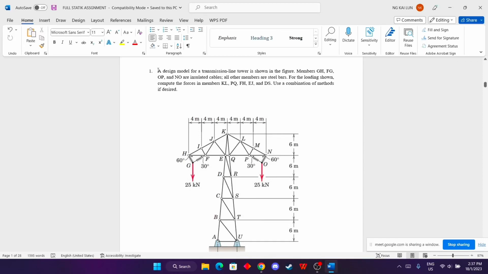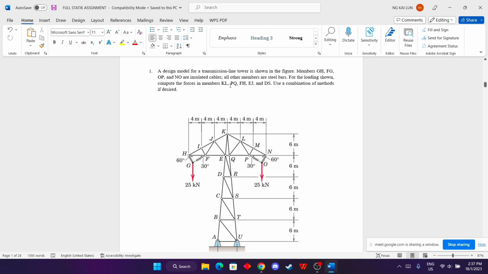Today, my group will be presenting the assignment for our static group. So we start with question one. We have a design model for a transmission line tower, which is shown in Figure A.